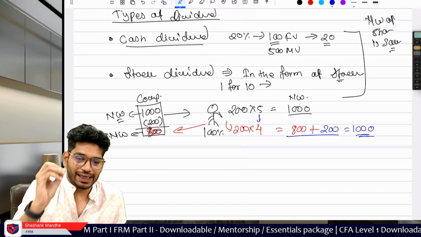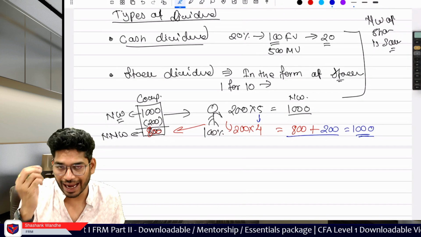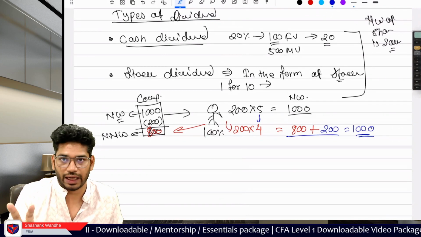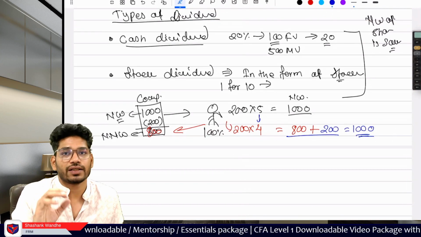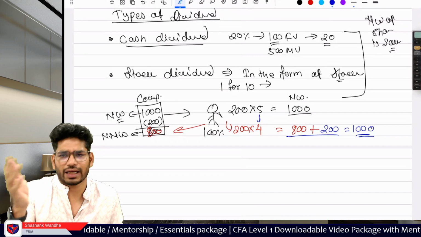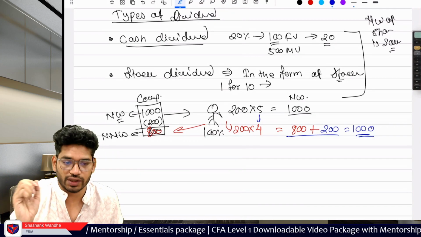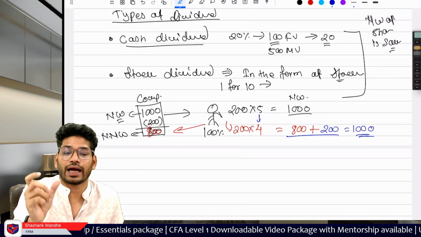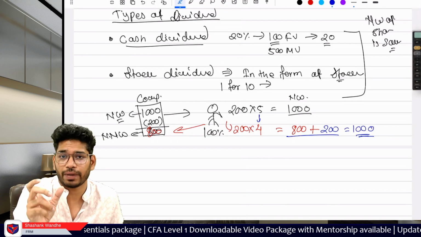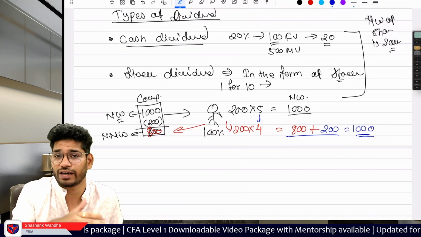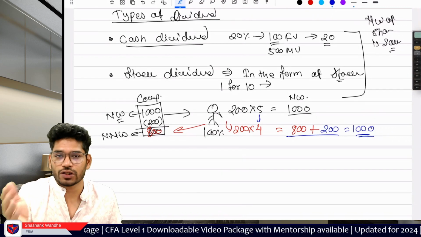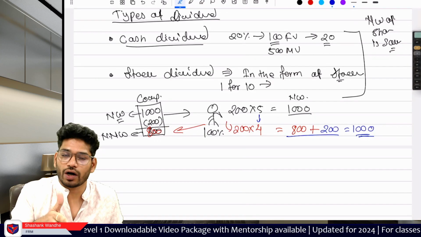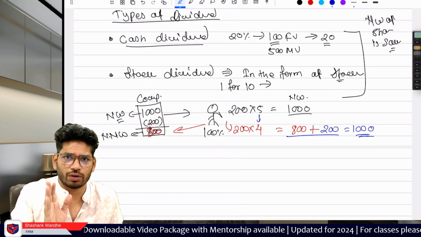Now remember, it doesn't matter how much cash dividend is paid by the company. It can be small, big, any amount. The net worth is going to be more or less the same, assuming all the other factors are constant. So the investor's net worth is not affected by the stock cash dividend payment. And the same is applicable for the stock dividend payment also. Even in the stock dividend case, the net worth is going to be the same.